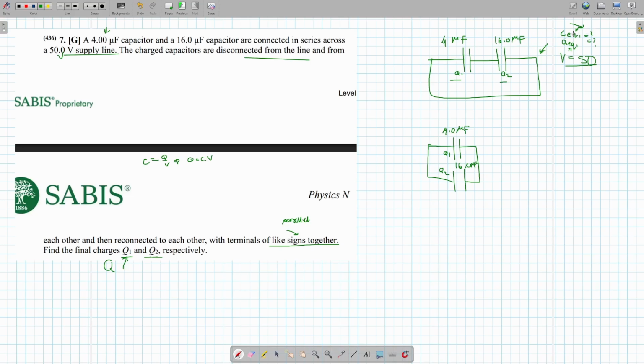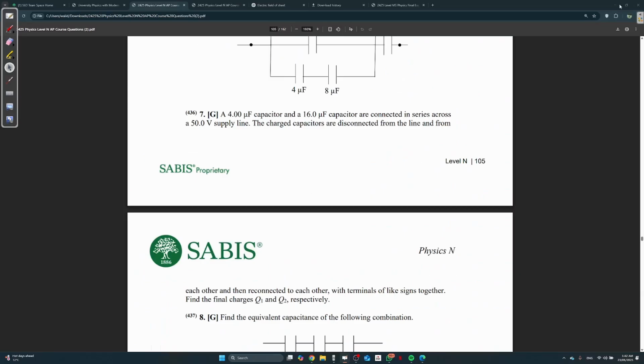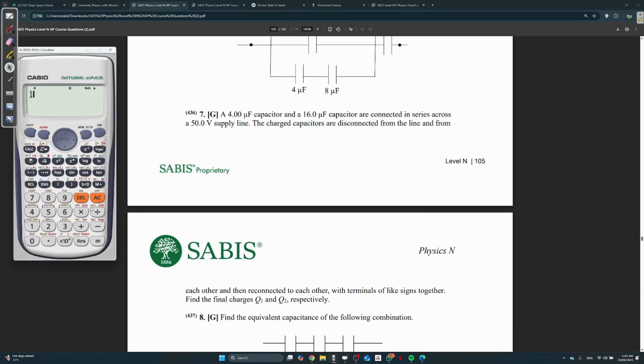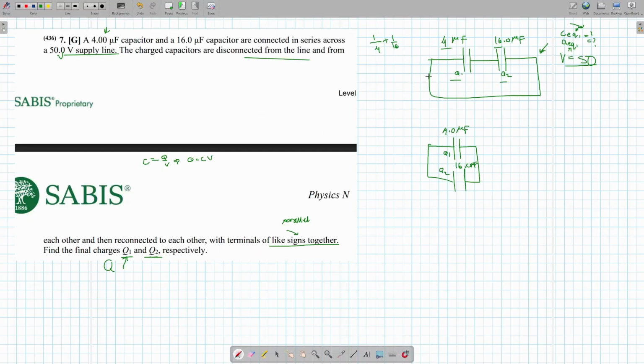So how do you look at the total capacitance? What do you have? 4 and 16. How do you add them when they're in series? You add them with the reciprocal method, right? So you do 1 over 4 plus 1 over 16. You get 5 over 16. Flipping it, you get 3.2 microfarads. So this is C equivalent 1.